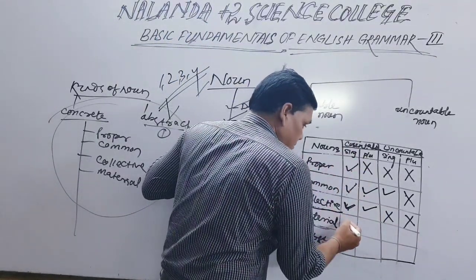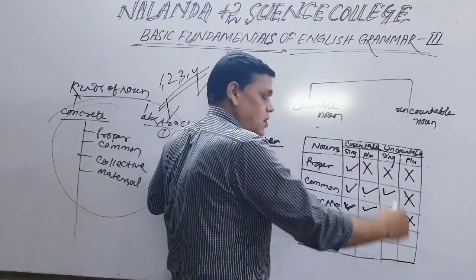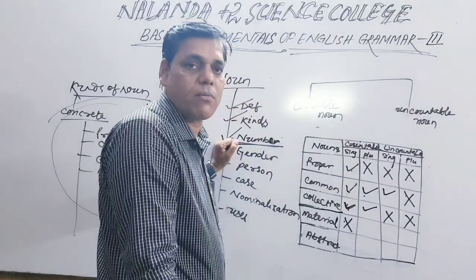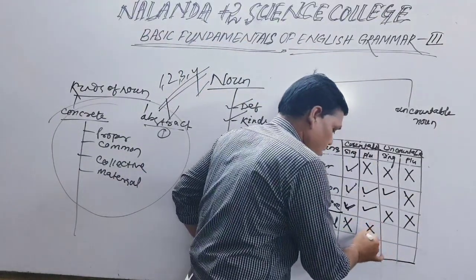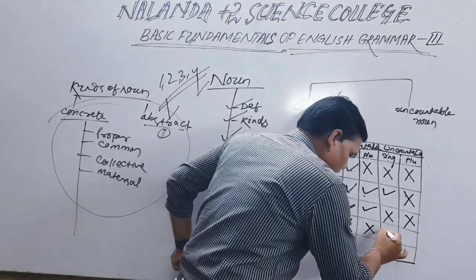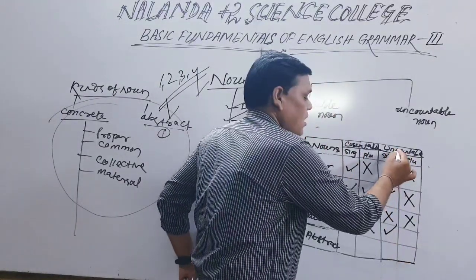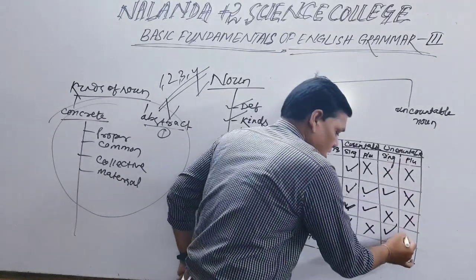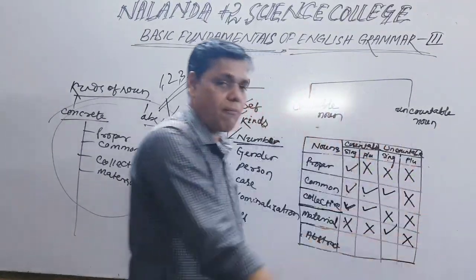Material nouns are not countable. They are not countable singular. They are not countable plural. They are ever and always uncountable singular. They don't have an uncountable plural form.